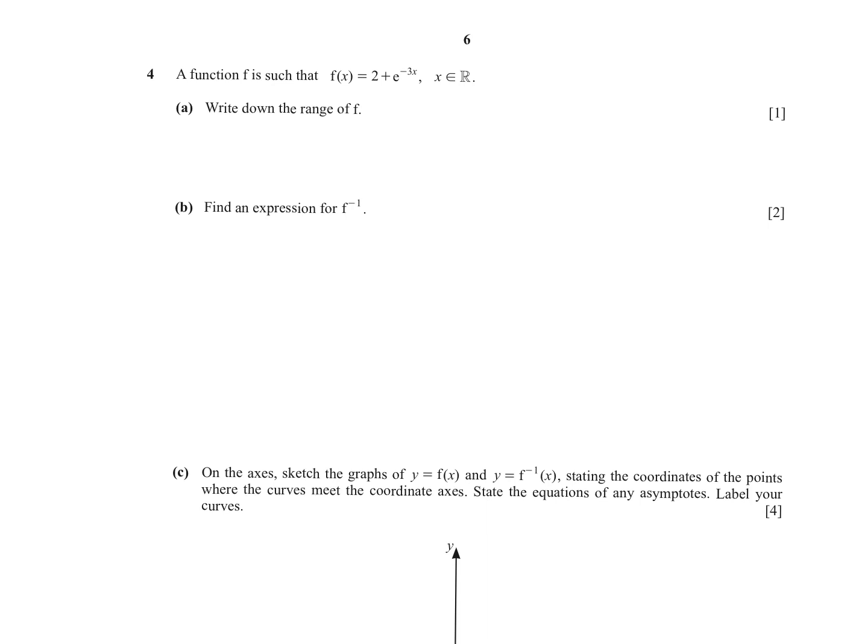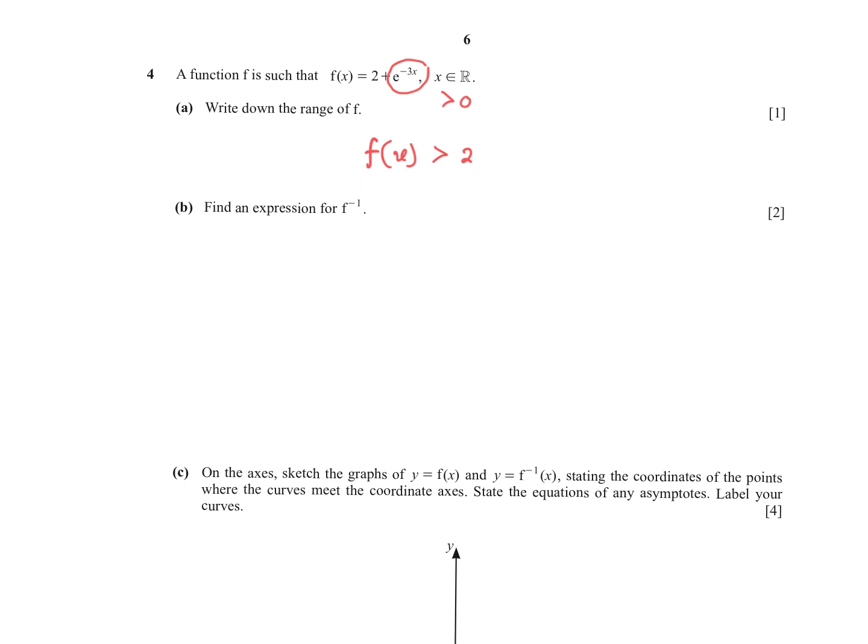A function f is such that f(x) is equal to 2 plus e to the powers of negative 3x, where the domain x is an element of the real numbers. So that means whatever the x that you substitute into this function, you will get this term always greater than 0, whether x is positive or negative. And then that makes the range of the f(x) always greater than 2.